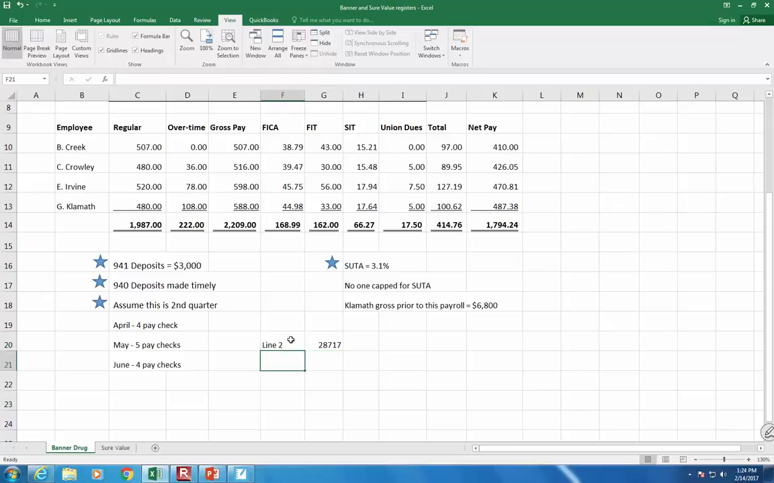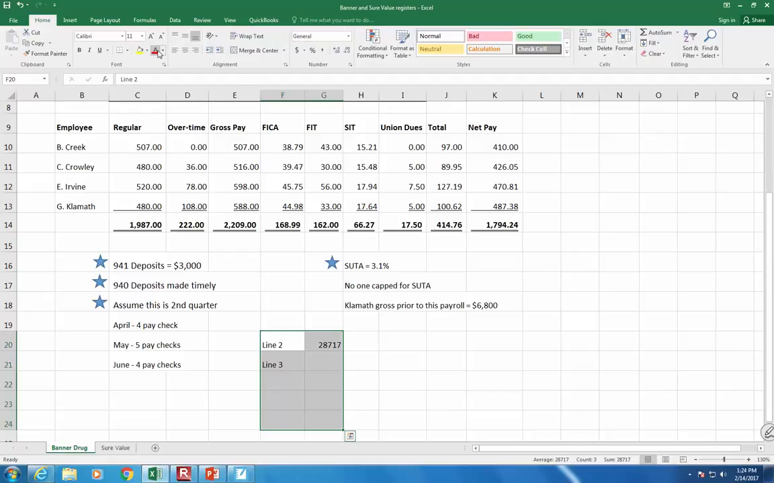Okay. Line 3 asks for what? Federal income tax withheld from wages, tips, and other compensation. How am I going to get the amount for line 3? Go ahead and figure that out. Now, am I adding SIT and FIT, or is it just FIT? Just FIT. Make sure you understand what I'm telling you. You do not ever put state taxes on a federal tax form.